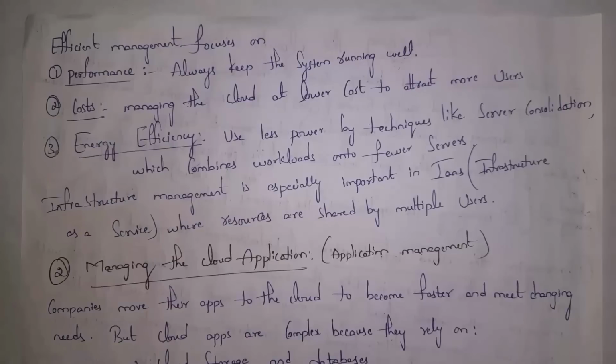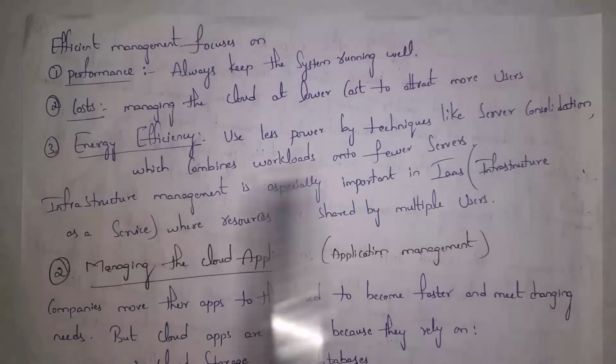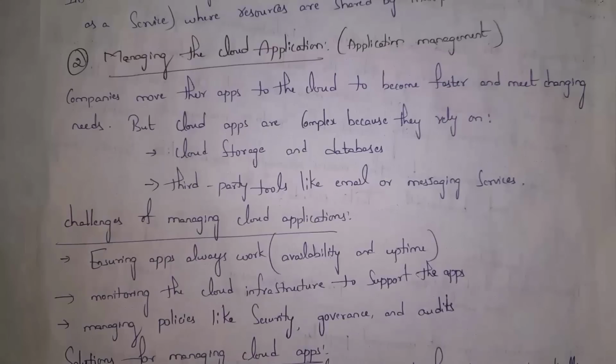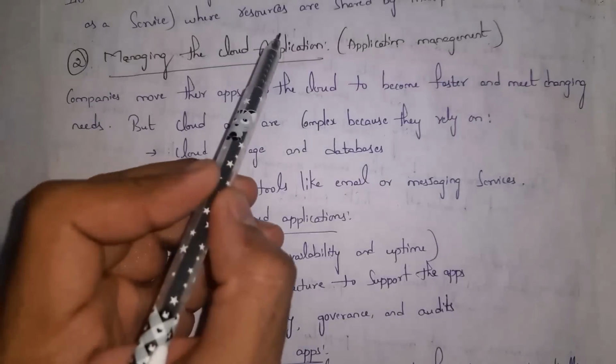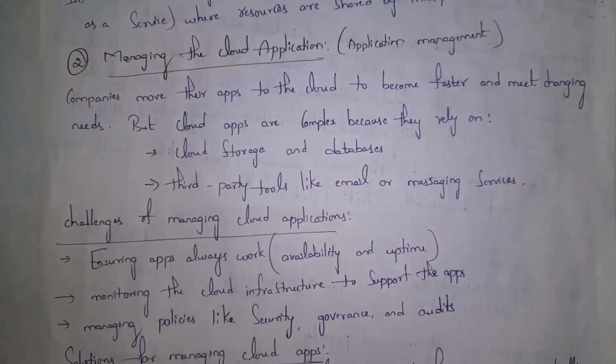In cloud, we will use so many resources like server, storage, software, hardware, etc. And these resources are used by multiple users in cloud. That is why infrastructure management is important in infrastructure as a service. And second one is managing the cloud application. We also call it as application management.